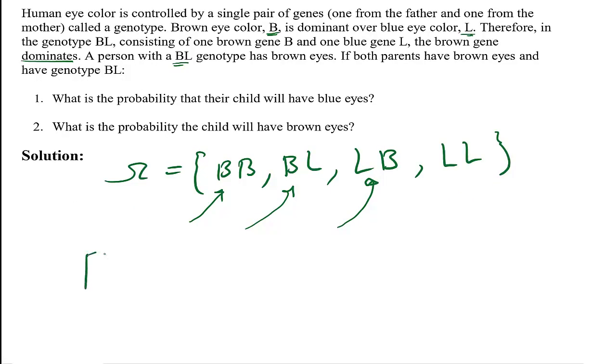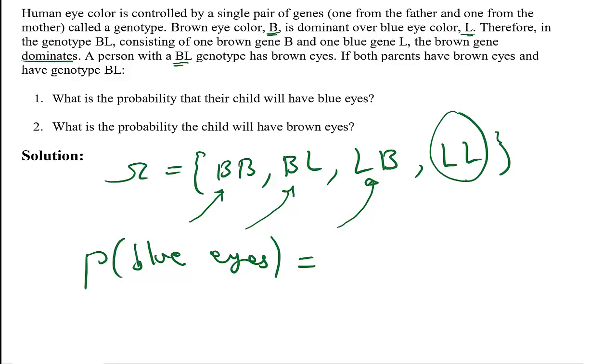Now, probability of blue eyes equal. Blue eyes can occur only with the LL genotype. So we have only one outcome out of four. So it is 1 over 4. This is the first part.